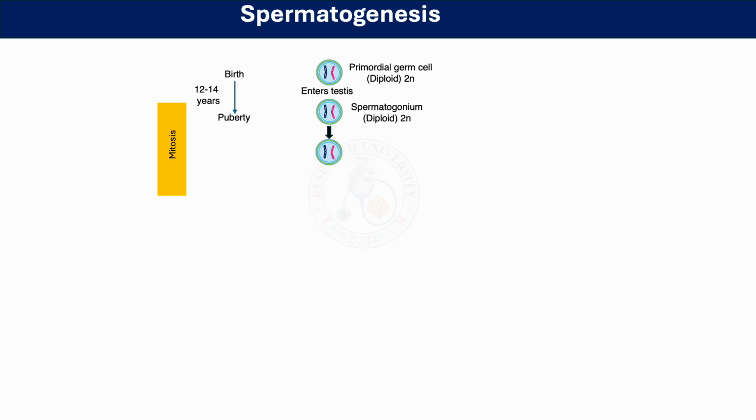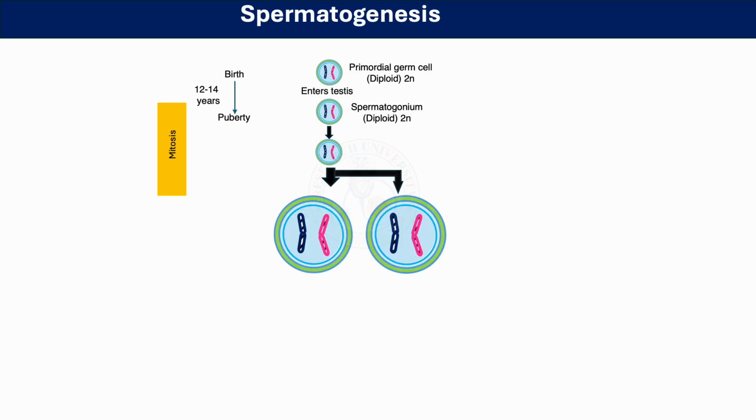Spermatogonia undergo mitotic division to maintain a constant number of germ cells. Mitosis is the type of cell division that occurs in somatic cells for growth, repair and asexual reproduction. It involves several distinct stages. Here we can see the different stages of mitosis.